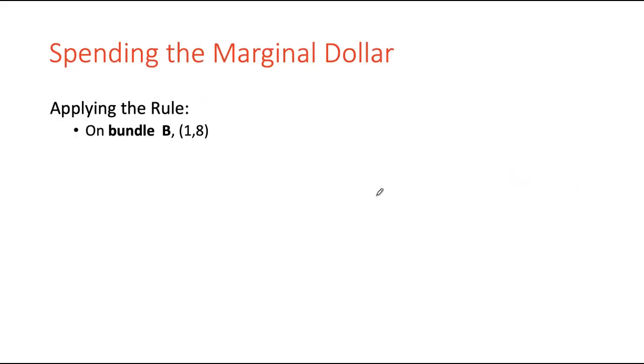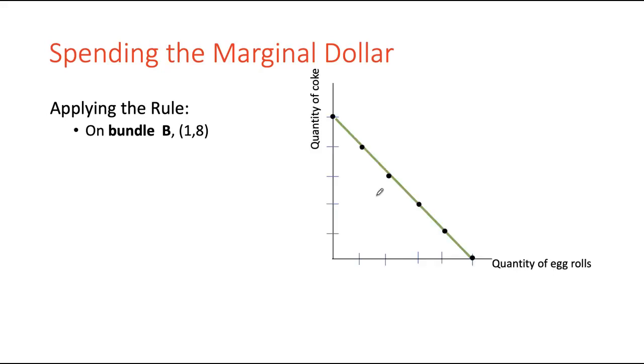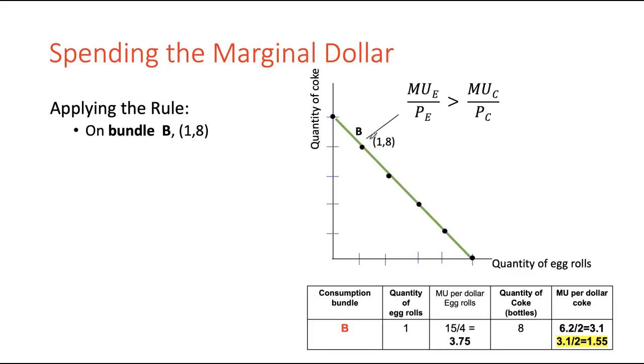So let's assume we are at bundle B on our budget line. Bundle B, remember, was one where you're consuming 1 egg roll and 8 Cokes. For your reminder, I've copy pasted our diagram again over here. So this is our bundle B. We're consuming 1 egg roll and 8 Cokes. I want to compare the marginal utility per dollar at this bundle.